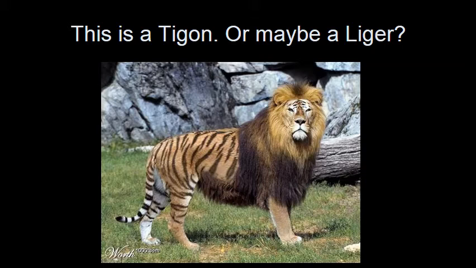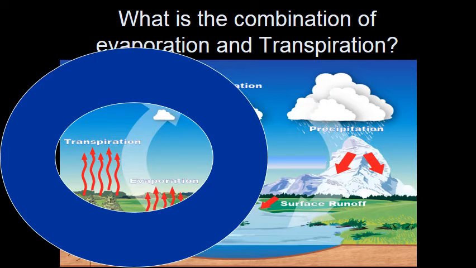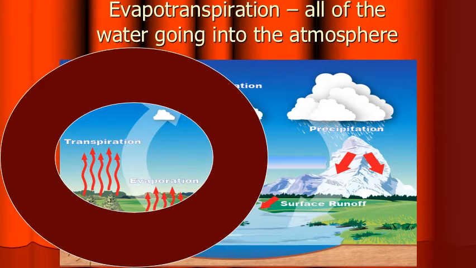Why am I talking about this? Well, this is an example of taking two words and kind of mashing them together, right? We need a word here to mash together the idea of transpiration and evaporation. And so the combination of all the water that's going into the atmosphere is called evapotranspiration. It's the two words put together. So this is all of the water going into the atmosphere. We can combine that into one thing, evapotranspiration.